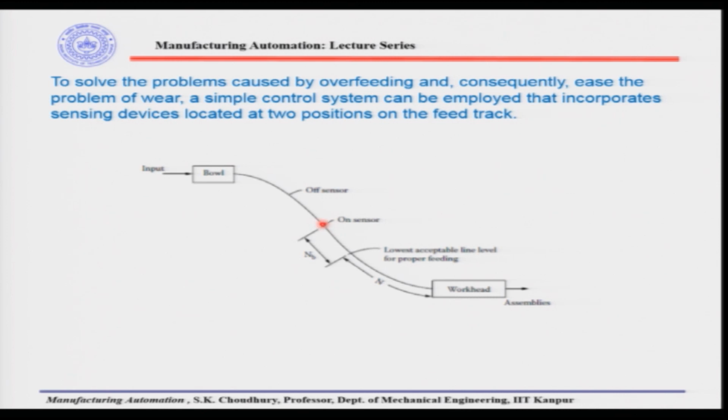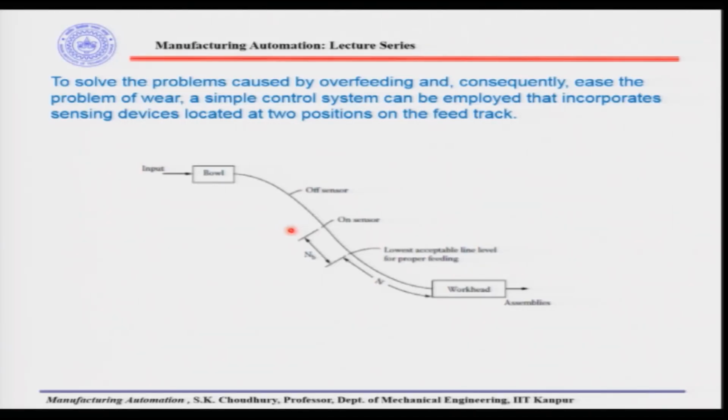So, this on sensor and off sensor actually prevent the problem of excessive wear of the bowl and the feeder, because in this case the parts do not have to be rejected by the pressure brake, as we have discussed earlier. Of course, depending on the types of the parts, the assembly workhead, and the bowl feeder, the positions of the on sensor and off sensor can be decided, and accordingly they are placed.